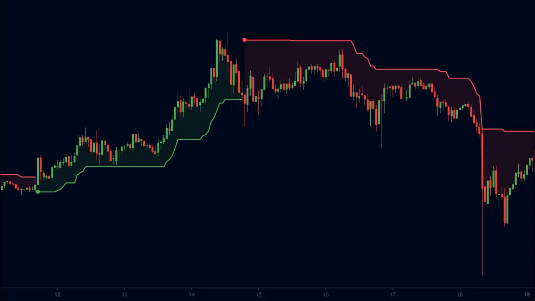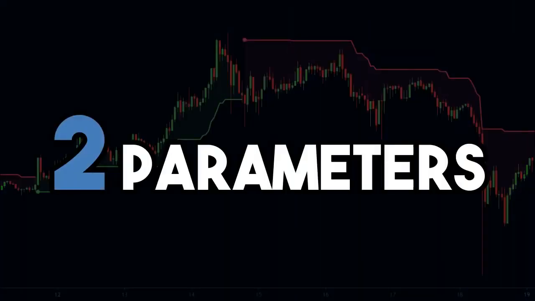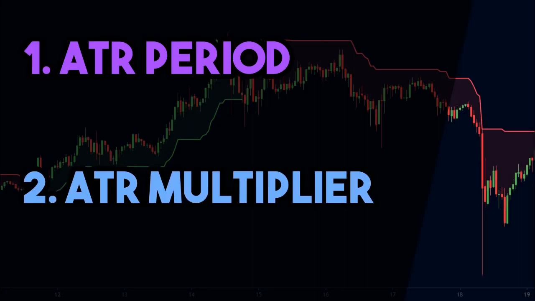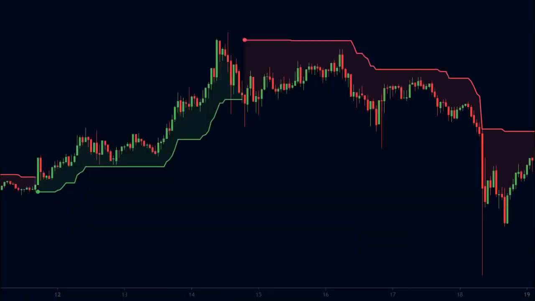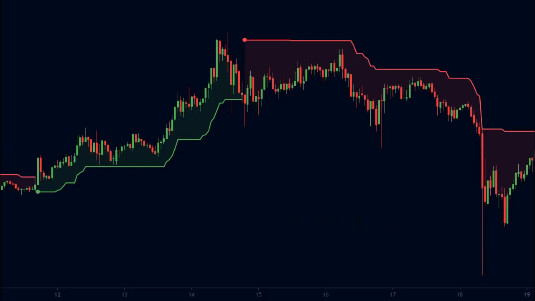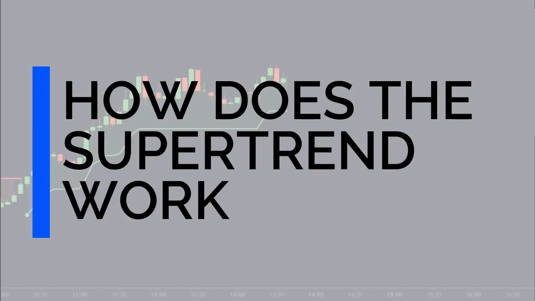The supertrend is based on the ATR indicator. Hence, there are basically two parameters that affect the supertrend. The first is ATR period, and the second is ATR multiplier. By default, the ATR period is set to 10, and the ATR multiplier is set to 3. In my opinion, these settings are good enough for trading, but you can play around with different settings to suit your style. Now let us look at how does the supertrend work.